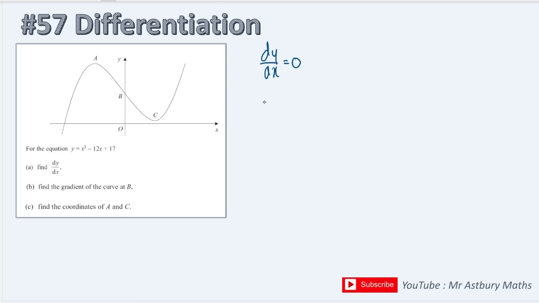Find dy by dx. So 3 times 1 is 3. Drop the power down. One times minus 12 is minus 12. Drop the power down. X to the 0 is just 1. Don't need to write it down. And any constant differentiates to 0. Find the gradient of the curve at the point B. Well, I know that point B has an x value equal to 0. So the gradient at that point, dy by dx, is 3 sub in 0 minus 12, and that is minus 12. Just a little sense check, it's got a negative gradient. It's going downwards from left to right, so minus 12 makes sense.